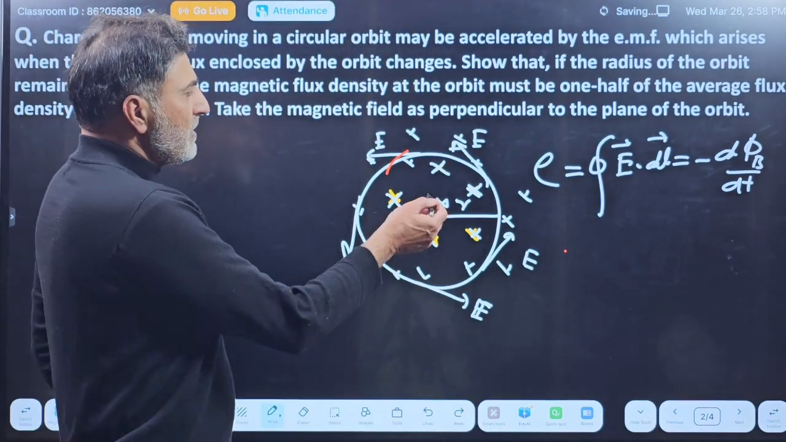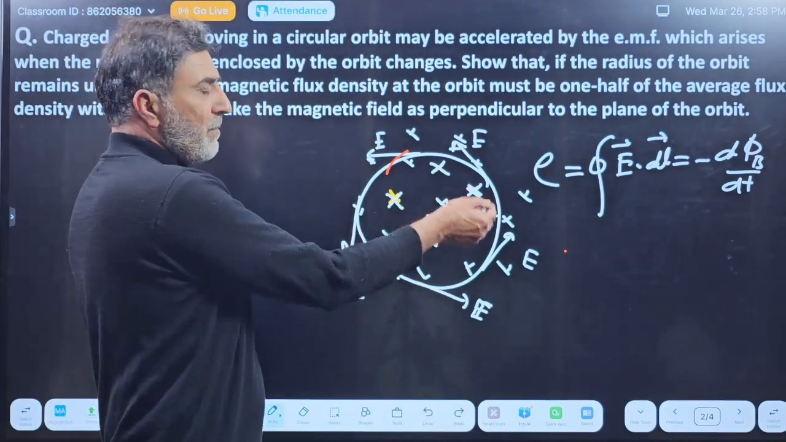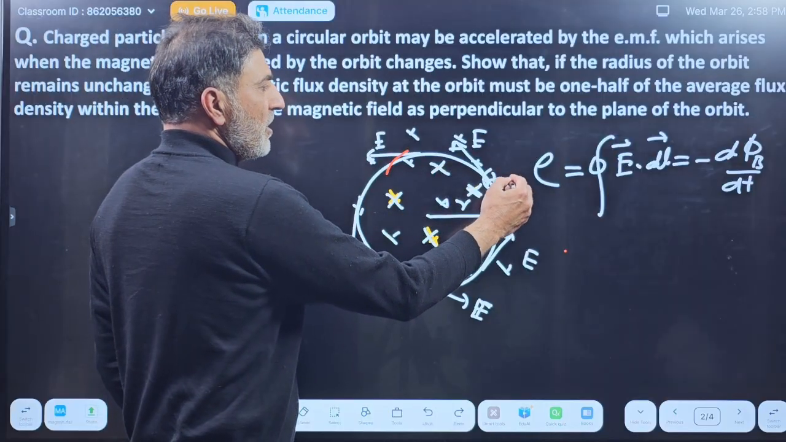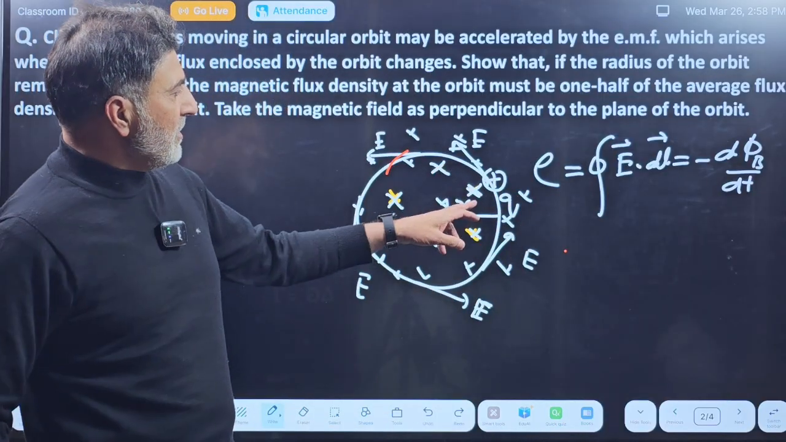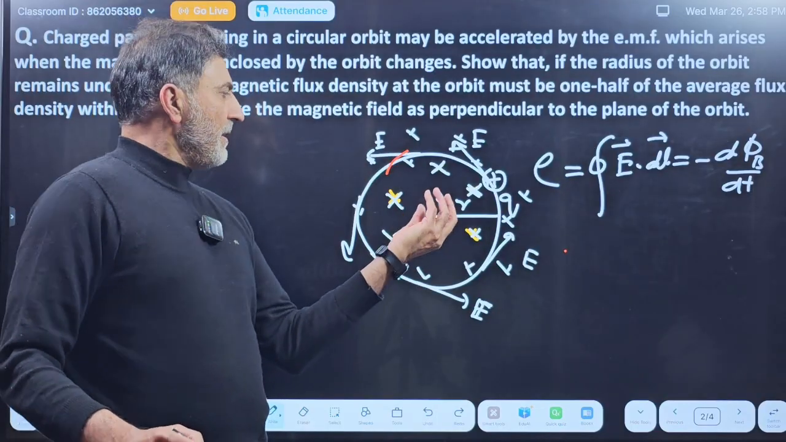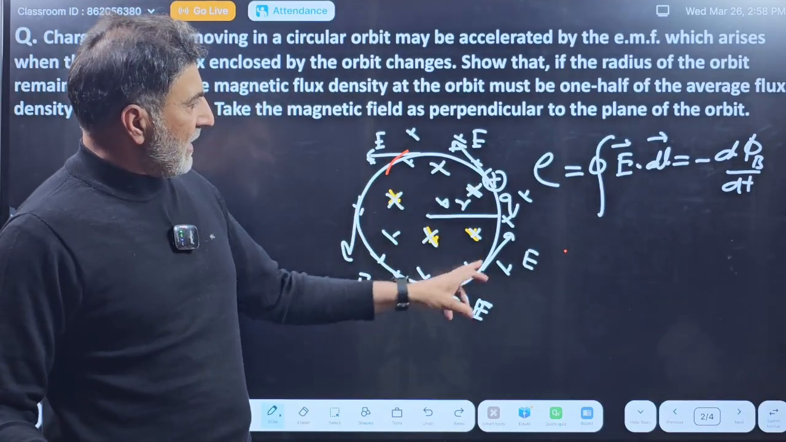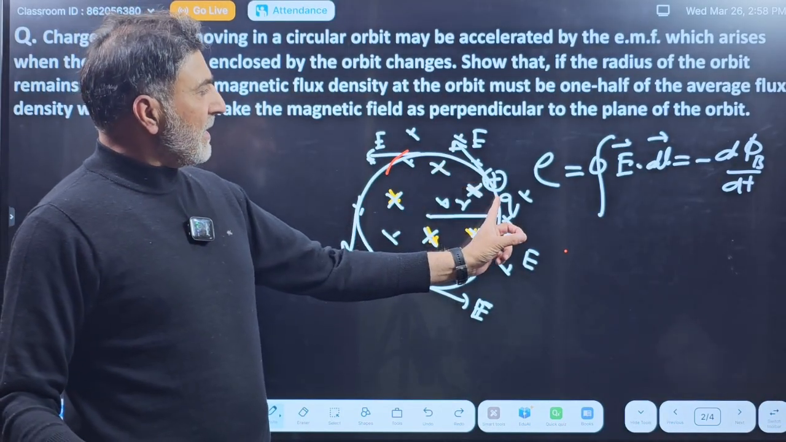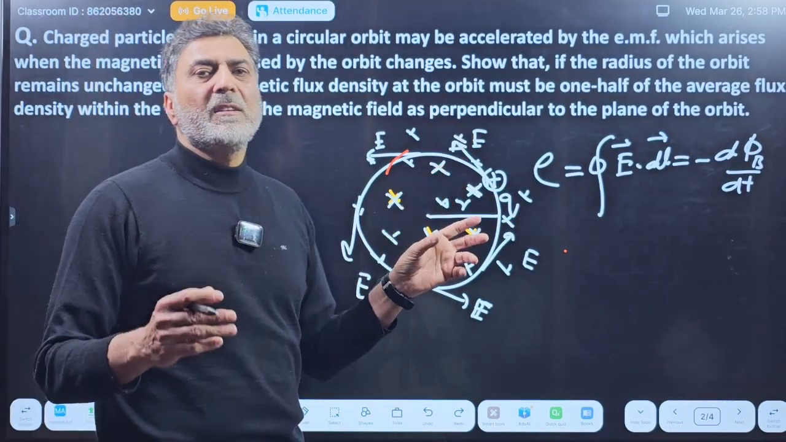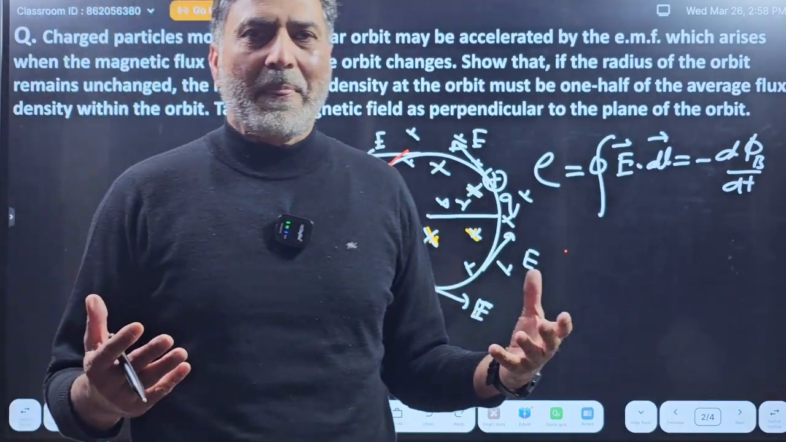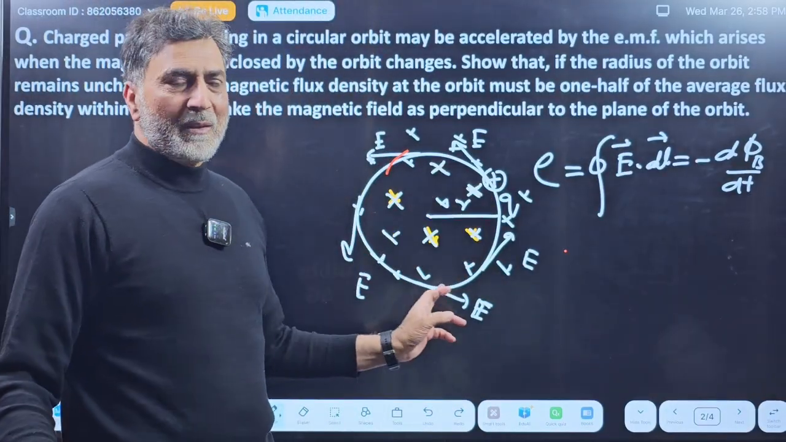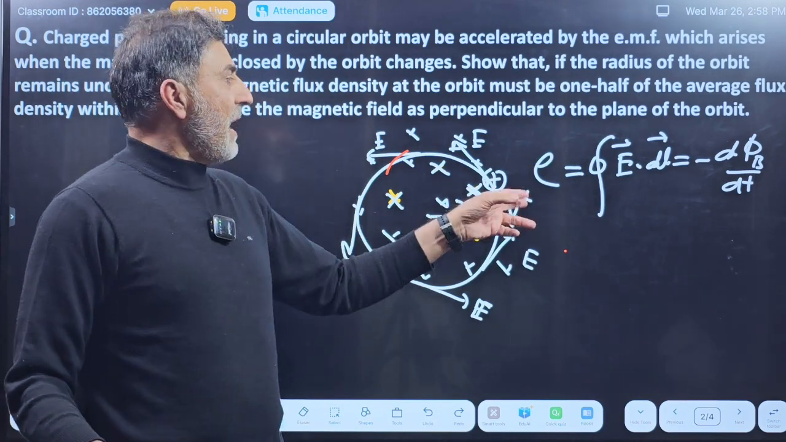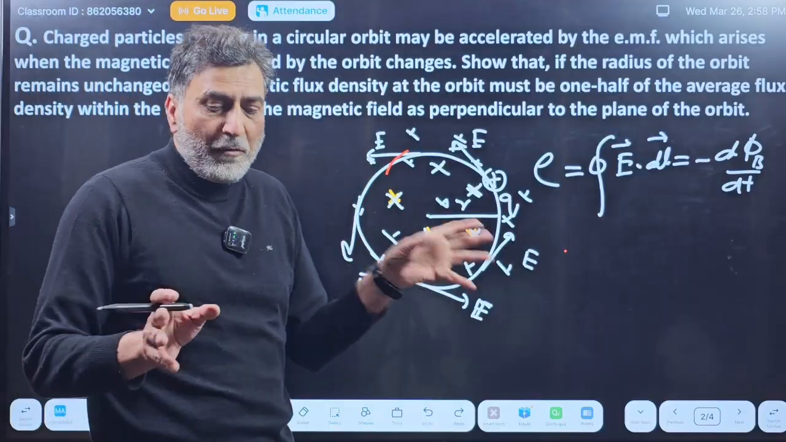So the magnetic field is perpendicular to the plane of the board, and the electric field is produced like this. We keep a charge Q here. When this magnetic field changes, when this flux changes, it gives rise to the electric field in circular paths. Now this charge is in the electric field, and it will experience a tangential force, which will accelerate the charge. When the charge gets accelerated, its speed increases, and it will move in a bigger and bigger circle, which we don't want.